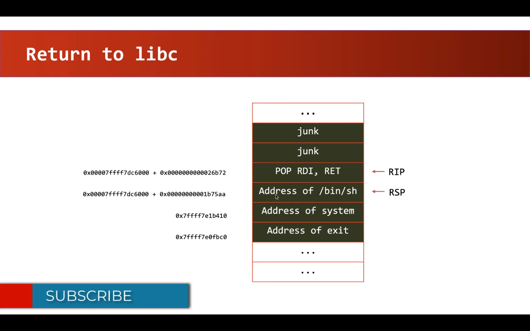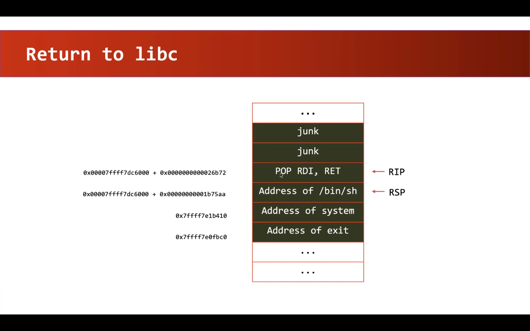After that, we are going to place the address of binsh, because when this pop RDI instruction gets executed, whatever value is on the top of the stack is going to be popped into RDI. And we want that top of the stack to be the address of binsh. So that becomes an argument to the system function. So the next 6 bytes are going to be the address of binsh. Once again, this has to be the base address plus offset.